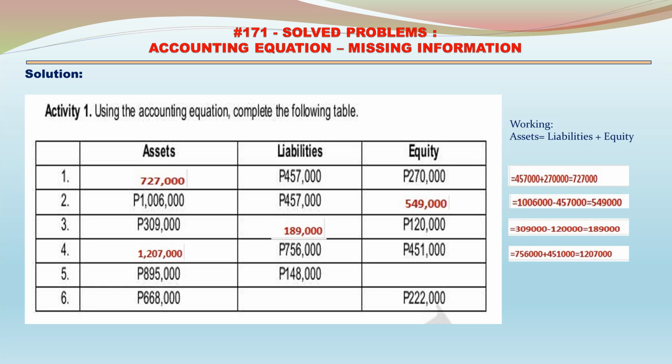4. Assets dash, liabilities 756,000, equity 451,000. Therefore, assets is equal to 756,000 plus 451,000, total 1,207,000. 5. Assets 895,000, liabilities 148,000. Therefore, equity is equal to assets minus liabilities, 895,000 minus 148,000, 747,000 is the equity. 6. Assets 668,000, liabilities dash, equity 222,000. Therefore, the liabilities is equal to 668,000 minus 222,000, 446,000 is the liability.